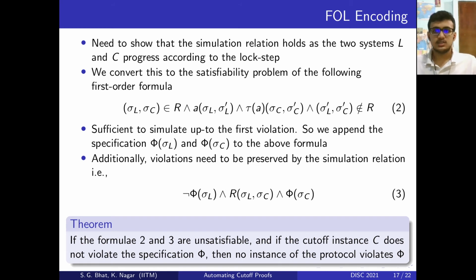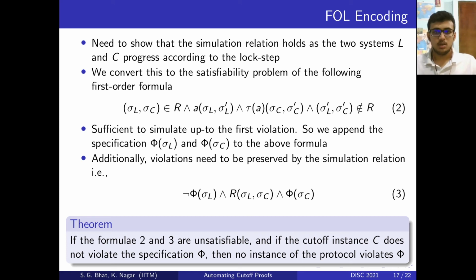We need to show that the simulation relation holds inductively as L and C progress according to the lock step. To do this, we synthesize a first order logic formula which, if shown to be unsatisfiable, implies the inductive nature of the simulation relation. In words, the formula essentially does the following. Consider an initial state of L and C that obeys the simulation relation. Perform one action A on L. Note that here we can choose any one of the actions A defined in the protocol description. We then perform the corresponding action tau of A on C.